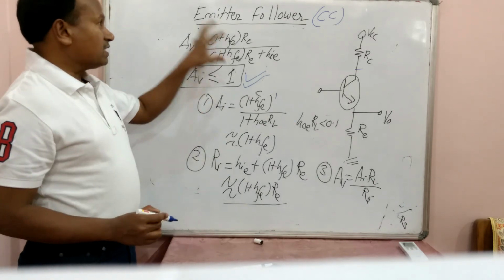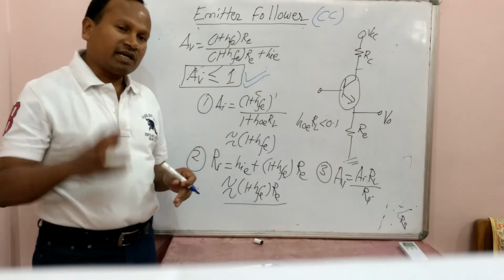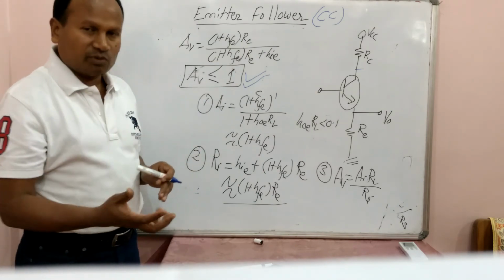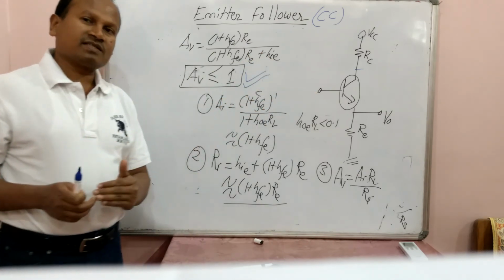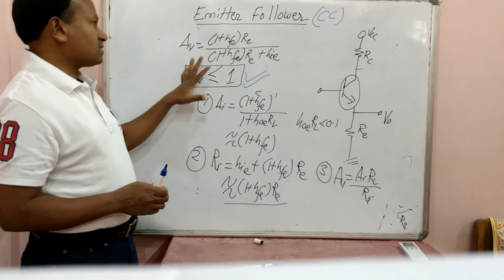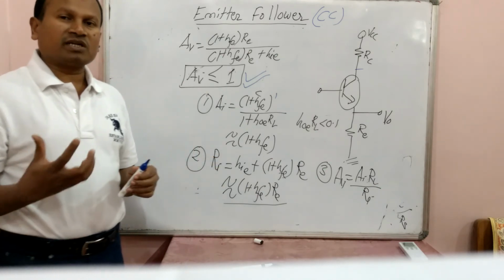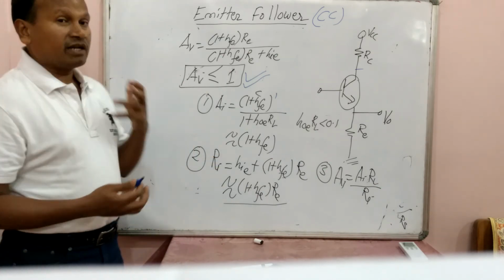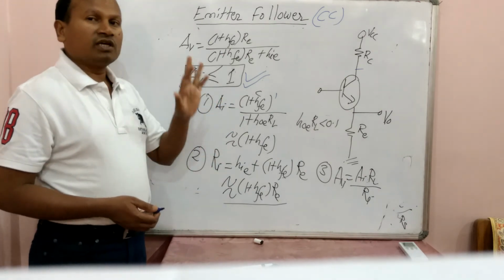So this is the complete analysis of common collector amplifier, complete analysis of emitter follower in terms of common emitter parameters using exact model as well as approximate model. In this analysis we have also understood why we call the common collector amplifier an emitter follower. It is because of this property, its voltage gain is less than or equal to unity.